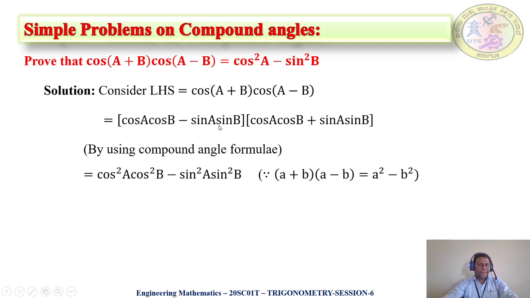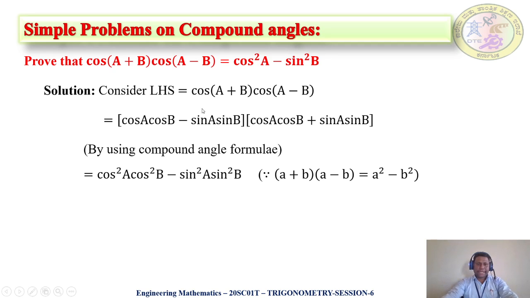Use the (A plus B)(A minus B) formula. This will become (cos A cos B) whole square minus (sin A sin B) whole square. Then if you apply the square to the individual terms, we get cos square A cos square B minus sin square A sin square B. Then you can observe what answer you have to get.